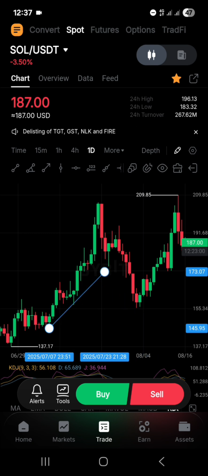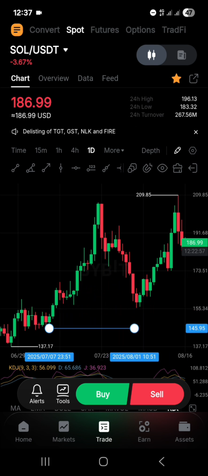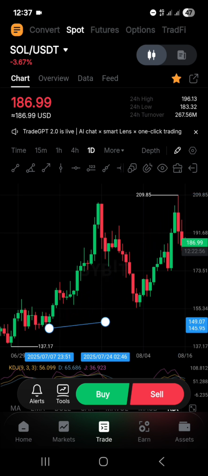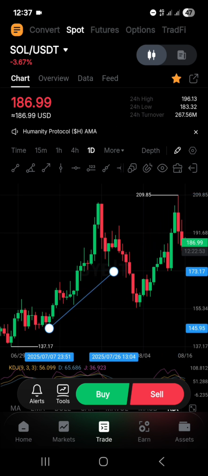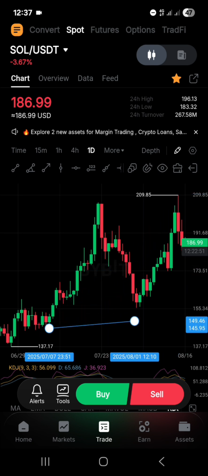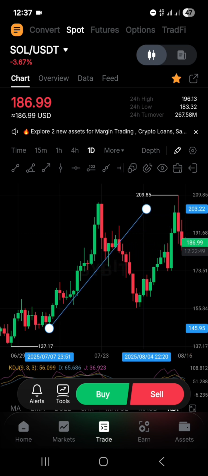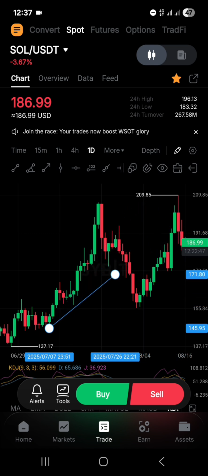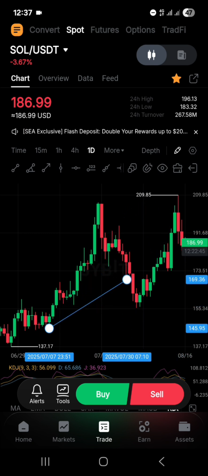So if you have hit target 1 and target 2, before it starts retracing back up, you can take your profit at TP1 or close partial at TP1, then wait for the market to retrace back, or see the market retracing back up in the upward direction. So that's a practical live example for you. You can see that directly on this SOL chart.